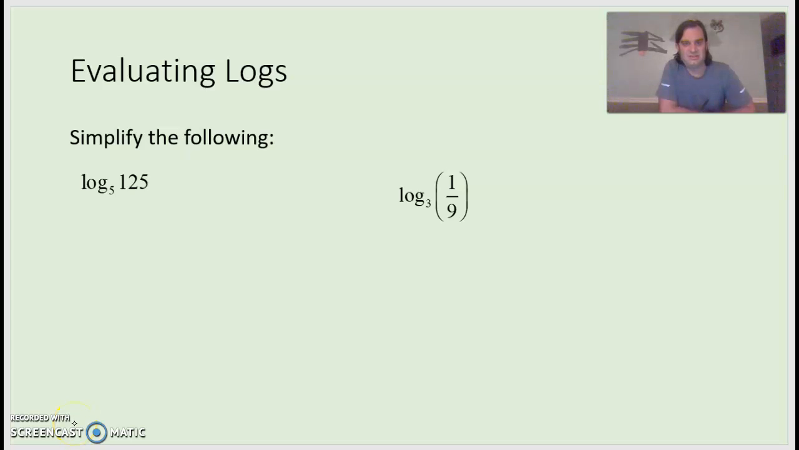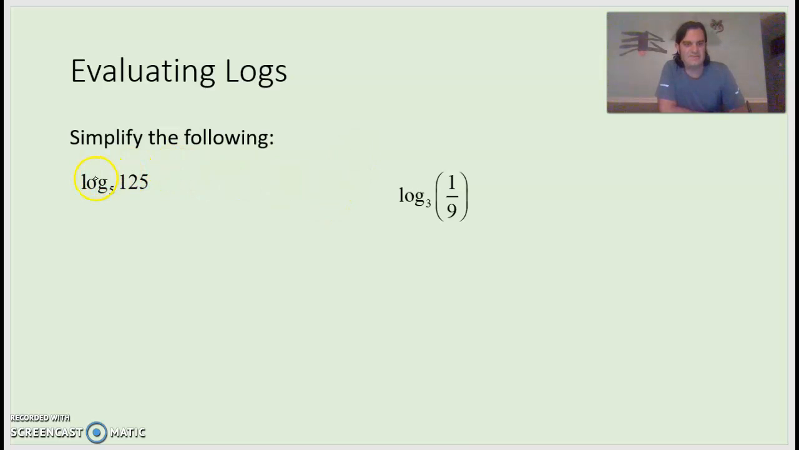Hey, it's Mr. Allred, and we just talked about how to rewrite logarithms using the definition of logs. So here I'm going to show you how that can be useful as far as simplifying logarithmic expressions.